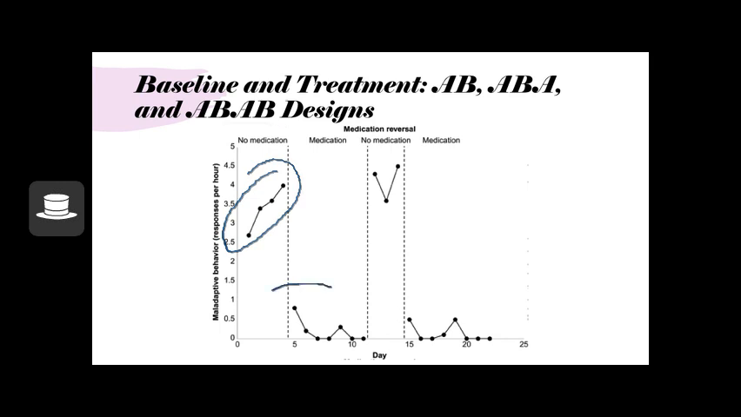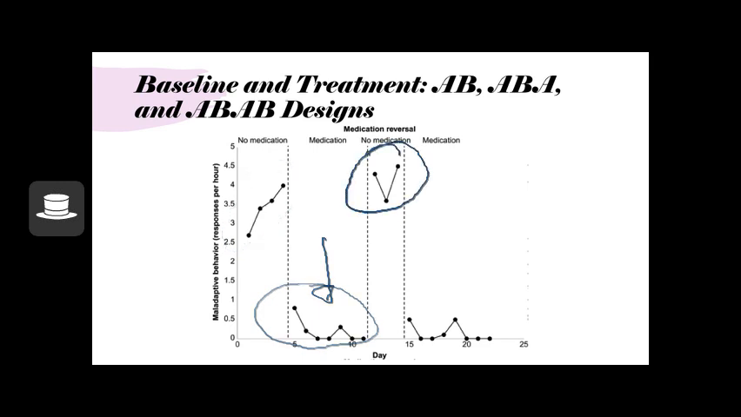You introduce the independent variable, the drug, the treatment, right? And then you see that the symptoms might decrease. You do a reversal. So at this point, we're at ABA. And if we were to reintroduce the medication, it would be ABAB.